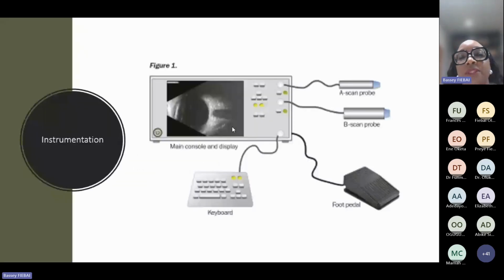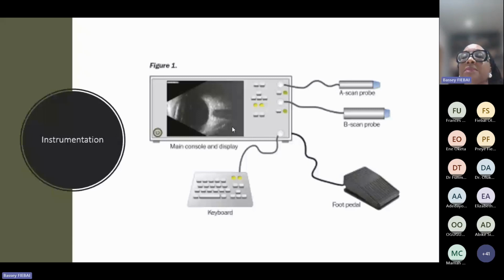So what instruments do you need to have? The ultrasound scan machine is a very simple, now very portable equipment. It has a monitor where the echogram is displayed, and it has the probe. It's best to get the system that has both the A-scan probe and the B-scan probe.